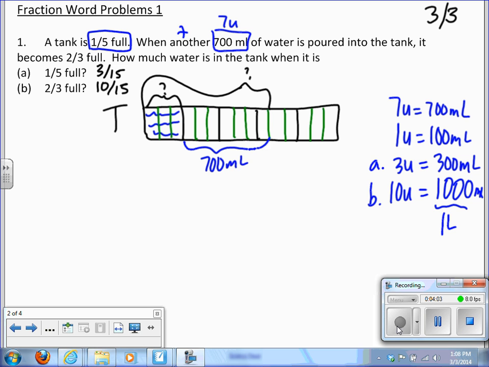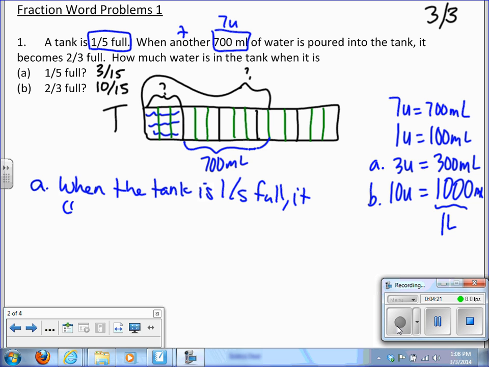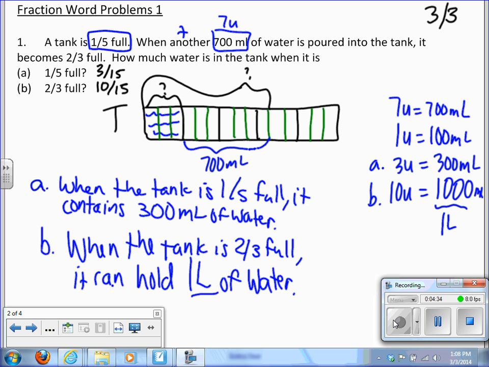Let's get a sentence here. Letter A. I'll come up with the sentence. When the tank is 1/5 full, it contains 300 milliliters of water. When the tank is 2/3 full, it holds 1 liter of water.